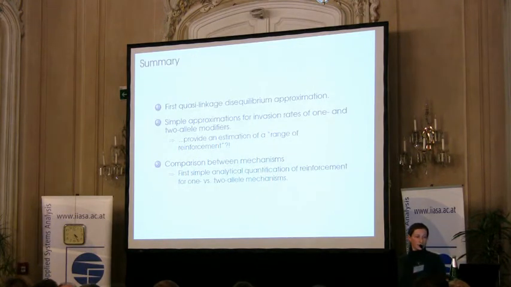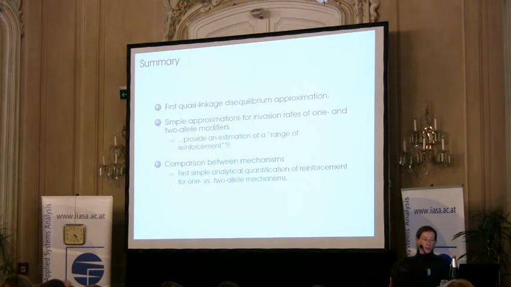And so to summarize, we have made the first quasi-linkage disequilibrium approximation, and we found simple approximations for the invasion rates of 1 and 2 allele modifiers, which might provide some kind of estimation of when reinforcement is important. And we have also found simple analytical quantifications of reinforcement as a result of 1 and 2 allele mechanisms with the same model.